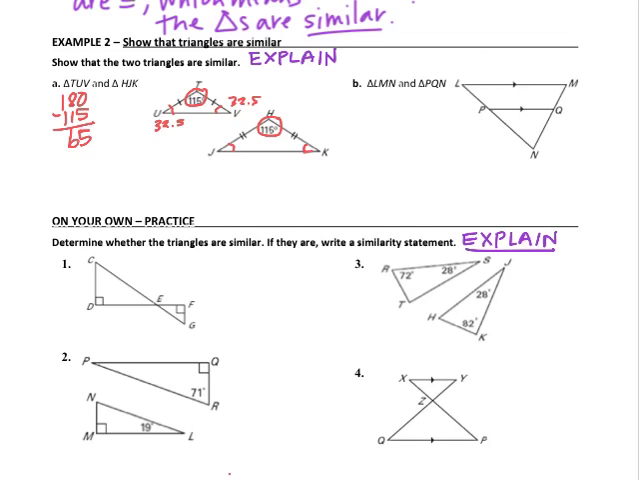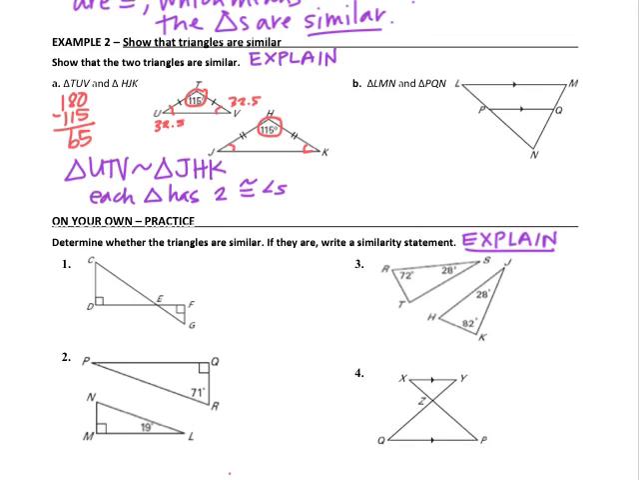So we need to write our statement. Triangle UTV is similar to triangle JHK, and the reason for that is each triangle has two congruent angles.